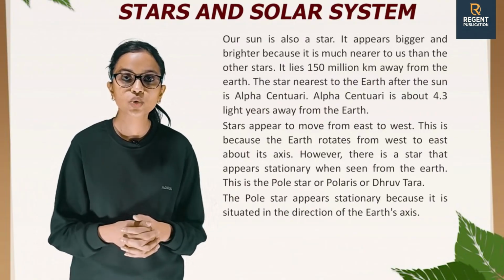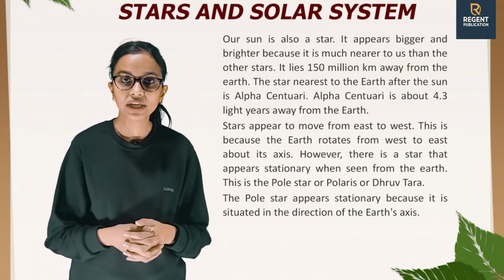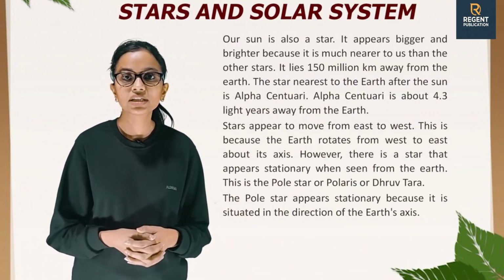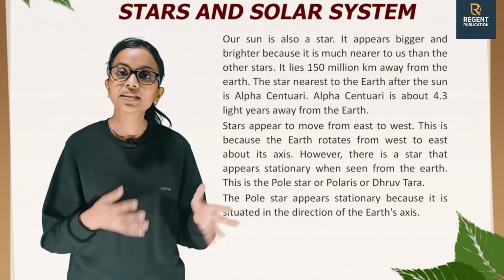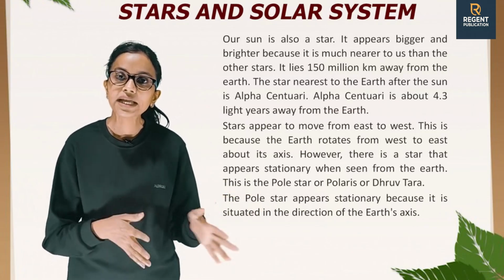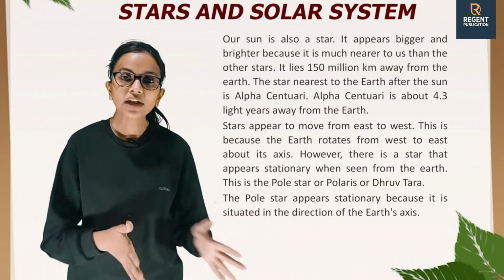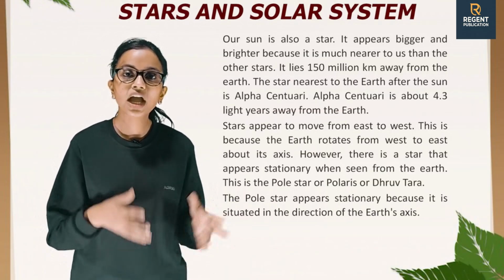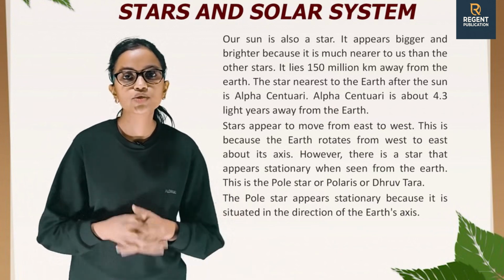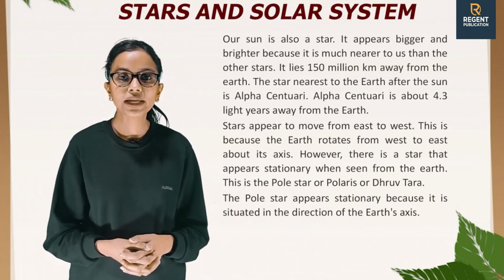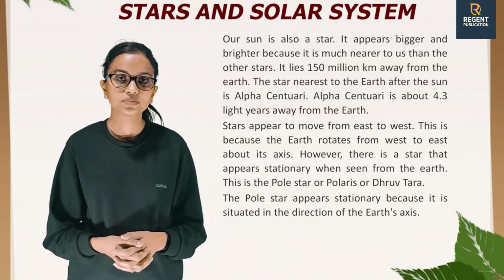Our sun is also a star. It appears bigger and brighter because it is much nearer to us than the other stars. It lies 150 million kilometers away from the Earth. The star nearest to the Earth after the Sun is Alpha Centauri. Alpha Centauri is about 4.3 light years away from the Earth.